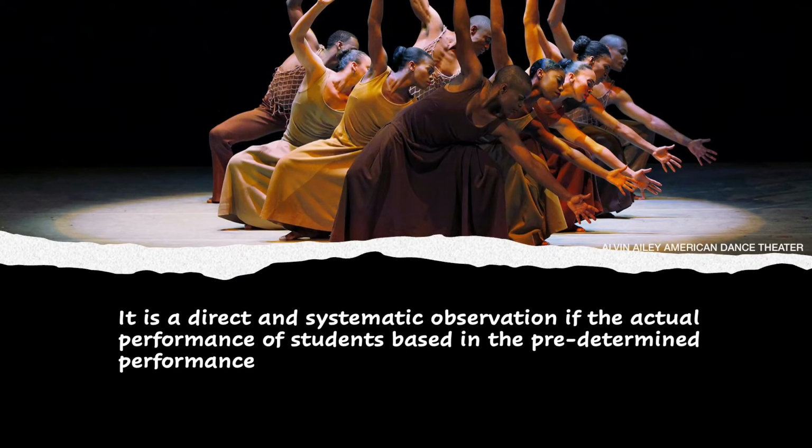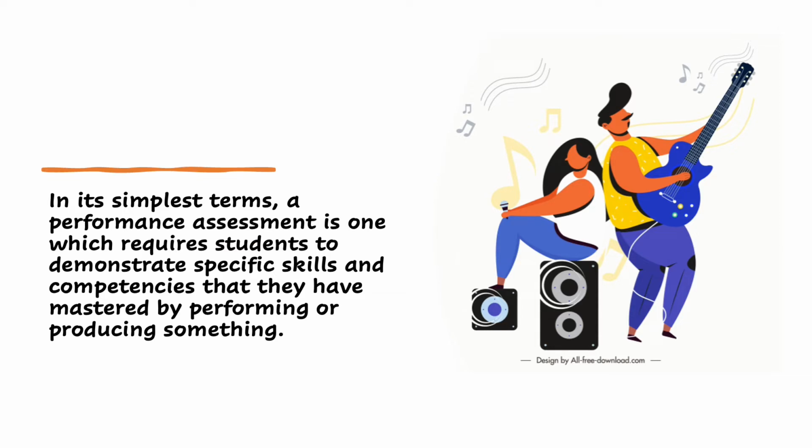Next one. It is a direct and systematic observation of the actual performance of students based on predetermined performance criteria. It requires students to produce an end result, for example, reports, a performance, or an experiment, which are scored against a set of criteria or what we call the rubric. So, in its simplest terms, a performance assessment is one which requires students to demonstrate specific skills and competencies that they have mastered by performing or producing something.